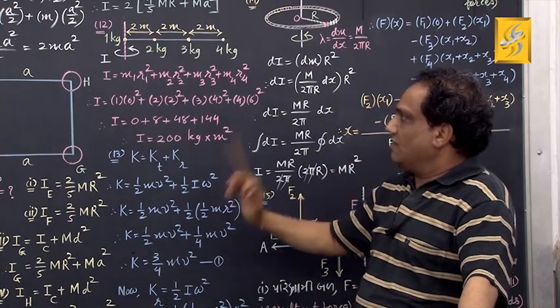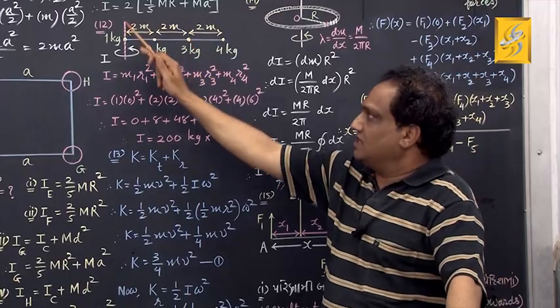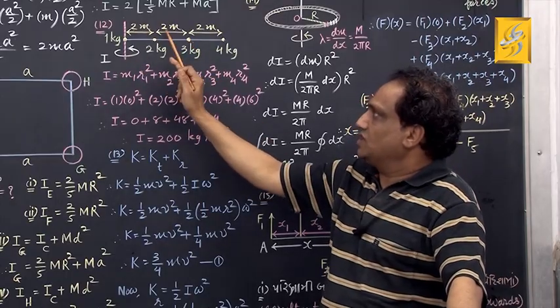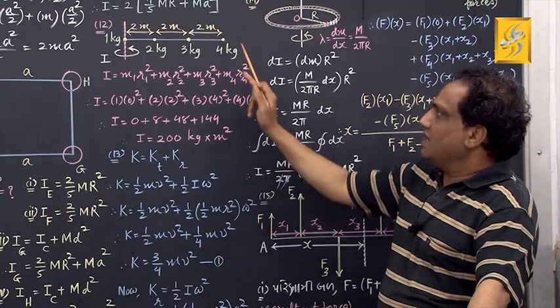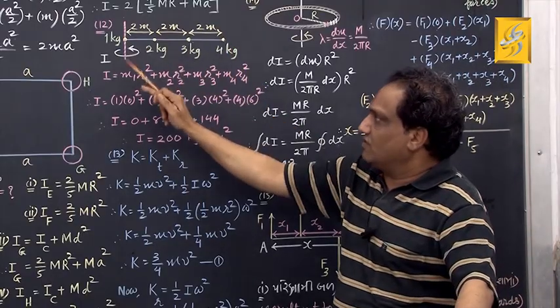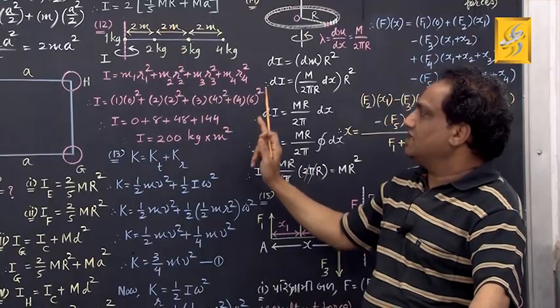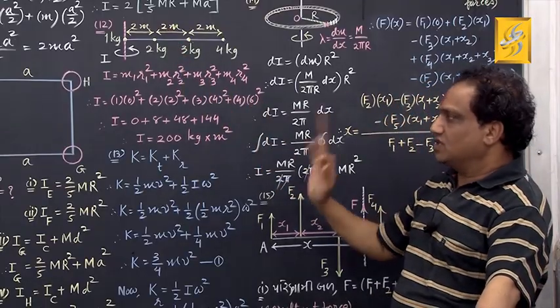M3 is 3 kilogram and its perpendicular distance from this axis of rotation would be 2 plus 2, that is 4 meter, it's a square. M4 is 4 kilogram. Its perpendicular distance from this axis of rotation will be 2 plus 2 plus 2, that is 6 meter and 6 meter square.